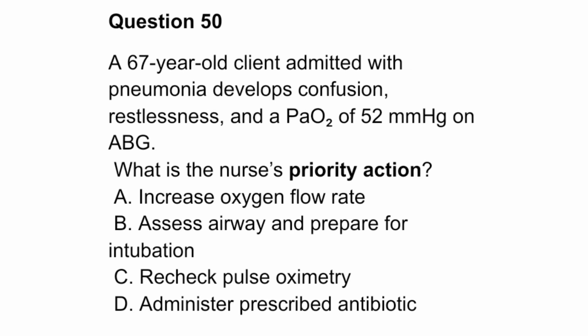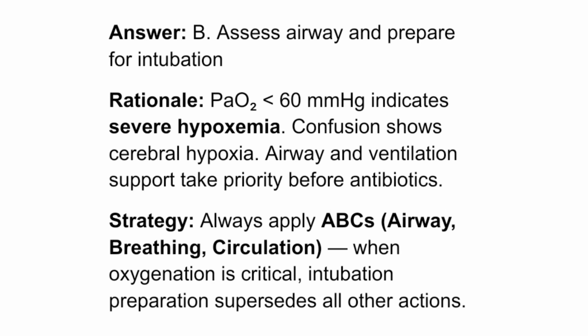Question 50. A 67-year-old client admitted with pneumonia develops confusion, restlessness, and a PaO2 of 52 mm of mercury on ABG. What is the nurse's priority action? A. Increase oxygen flow rate. B. Assess airway and prepare for intubation. C. Recheck pulse oximetry. D. Administer prescribed antibiotic. Answer: B. Assess airway and prepare for intubation.